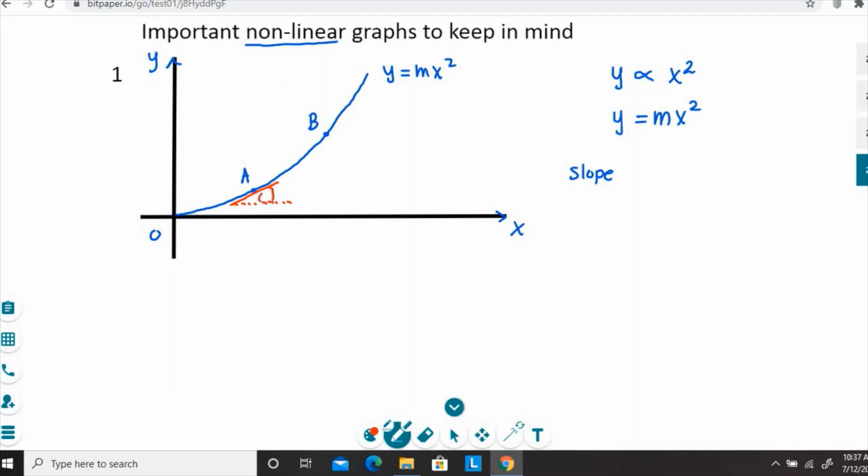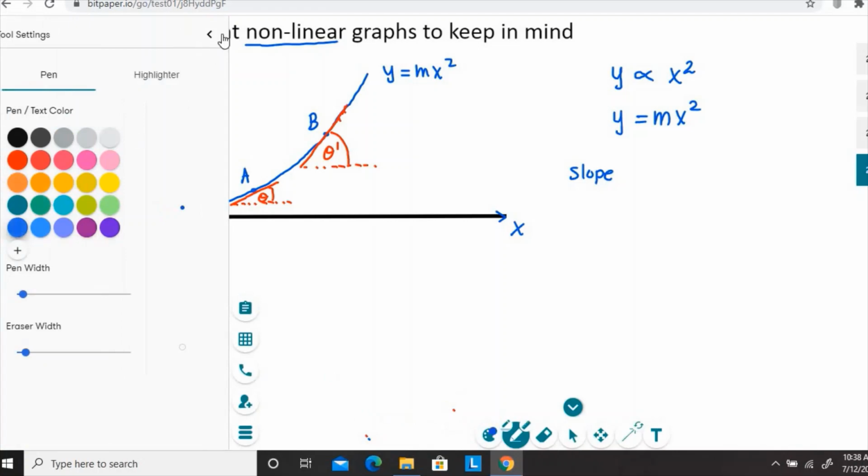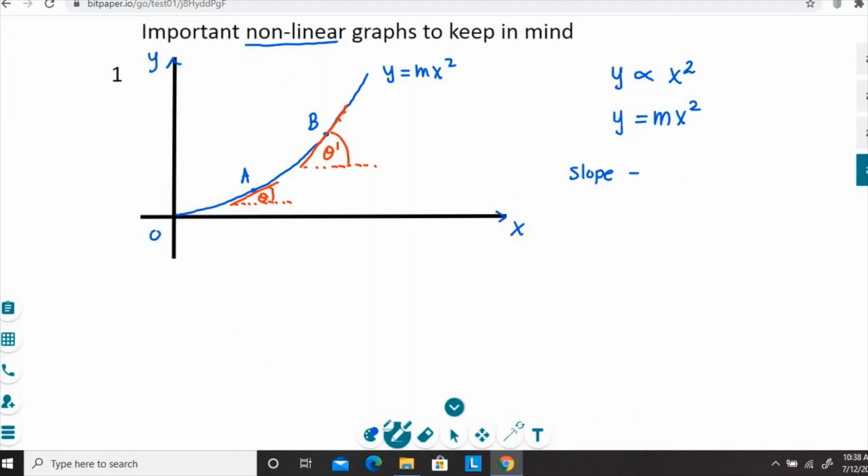and then I can figure out the angle it makes. Let me call it theta. Here again I'm going to draw a tangent to point B, and then I'll define the angle with the positive x-axis. Let me call that theta prime. Obviously you can see theta and theta prime are different, so the slope changes along this line. It's not constant like in the linear case. Here actually we can show that the slope is equal to 2x instead of just a constant. So it's not a constant value.